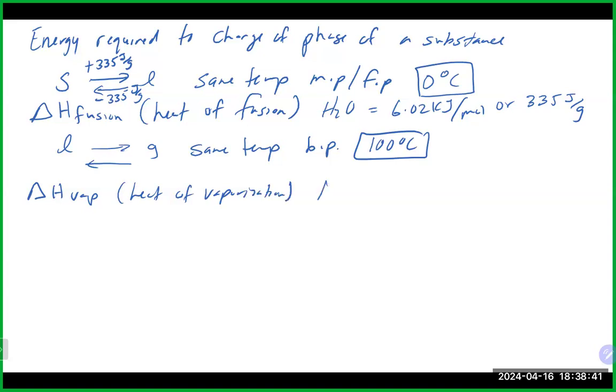And for water, by the way, that is roughly, I don't know, 40.6 kilojoules per mole. I could be making the numbers up, maybe. Or roughly 2260 joules per gram. And again, it's the same idea here. As we go from liquid to gas, that is an endothermic process, right? So as we go from liquid to gas, that's going to be a positive 2260 joules per gram, and a negative 2260 joules per gram if we are going in the opposite direction, going from gas back to liquid.